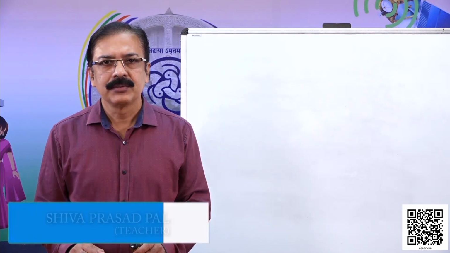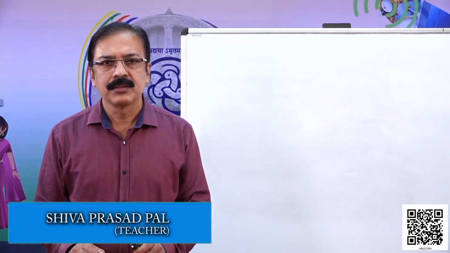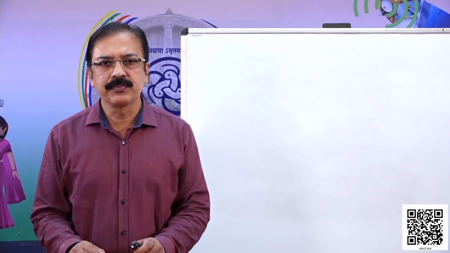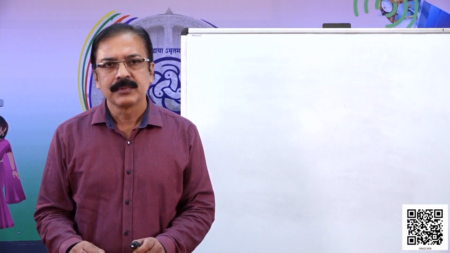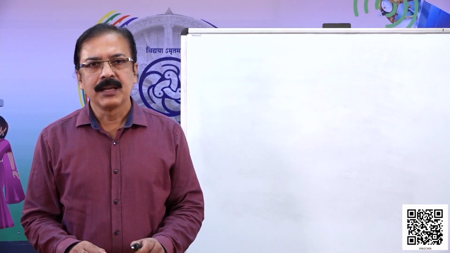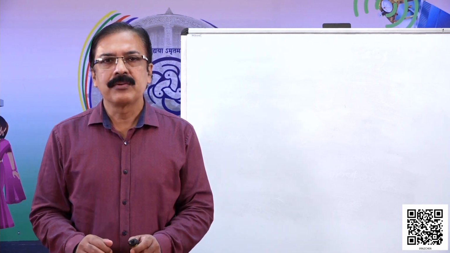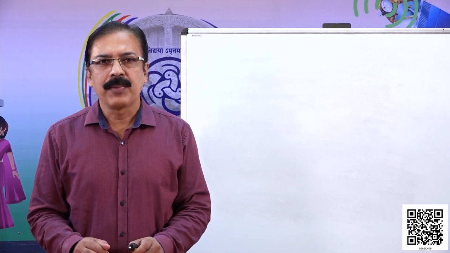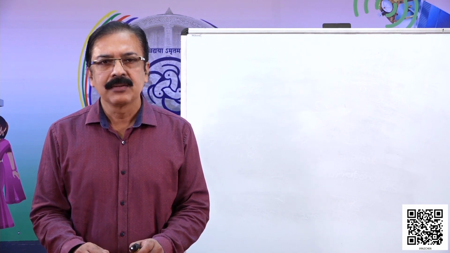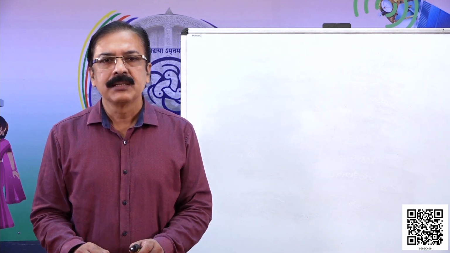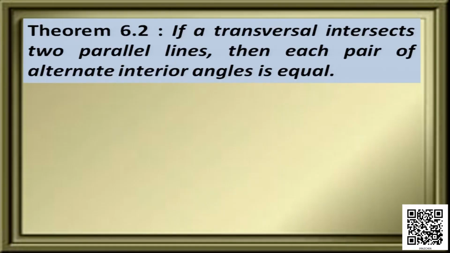Dear students, today we are going to discuss from class 9 mathematics book chapter 6, lines and angles, part 4. Dear students, in the previous class we have learned about some theorems on parallel lines and transversal. One of them is: if a transversal intersects two parallel lines, then each pair of alternate interior angles is equal.